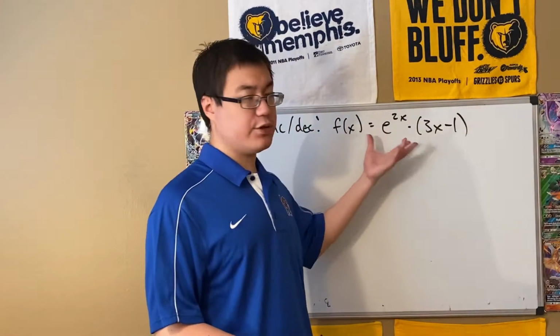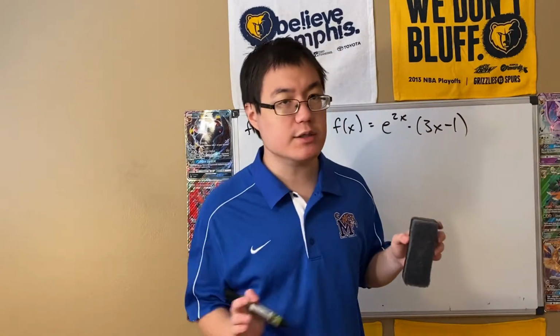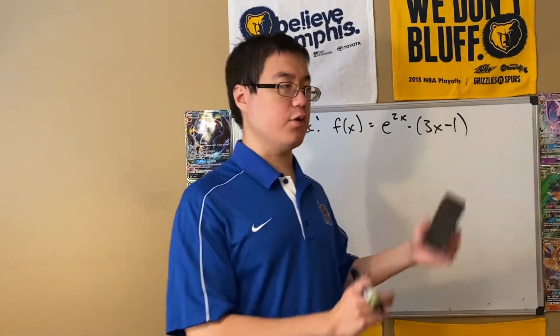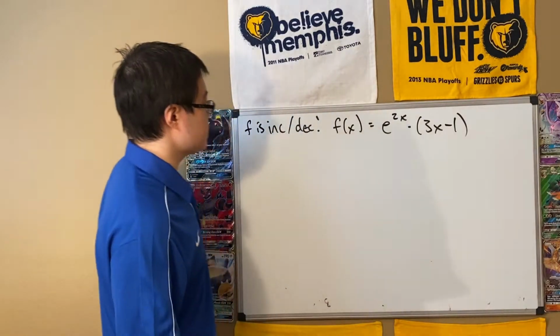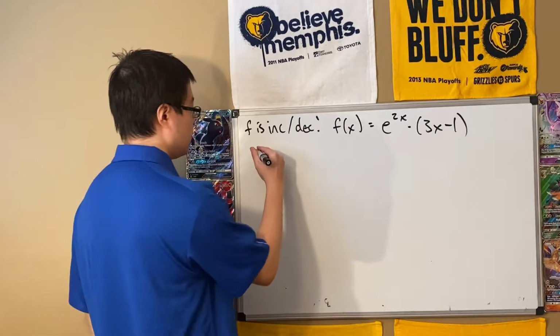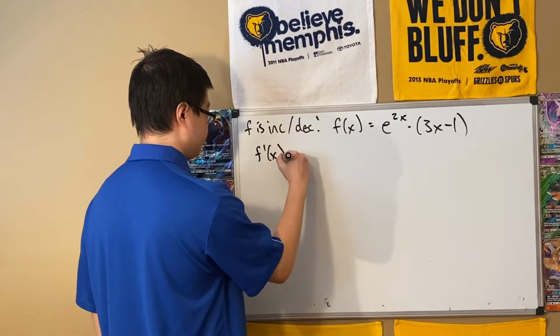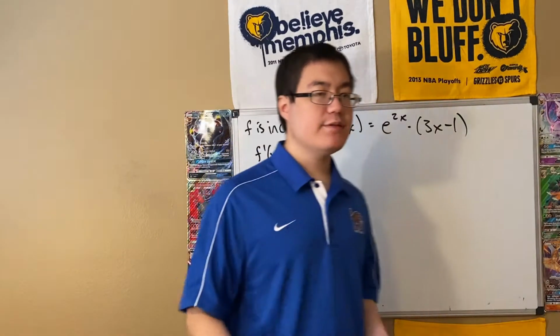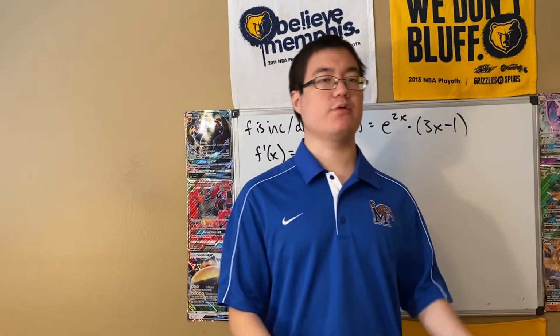I have no idea what this graph looks like, so it's going to be hard to tell where it's going up and where it's going down, but it's going to be okay, friends, because we have the rule. F is increasing when f prime is positive, f is decreasing when f prime is negative. So immediately we want to take a derivative. But keep in mind that when we're taking derivatives, of course, you have to do it correctly.